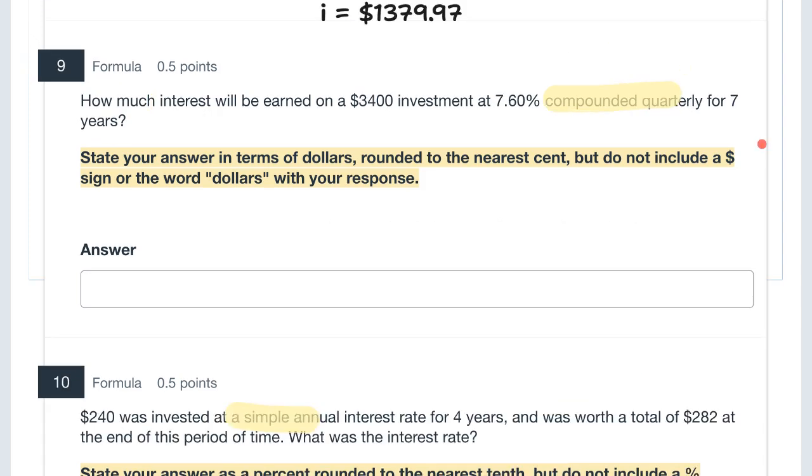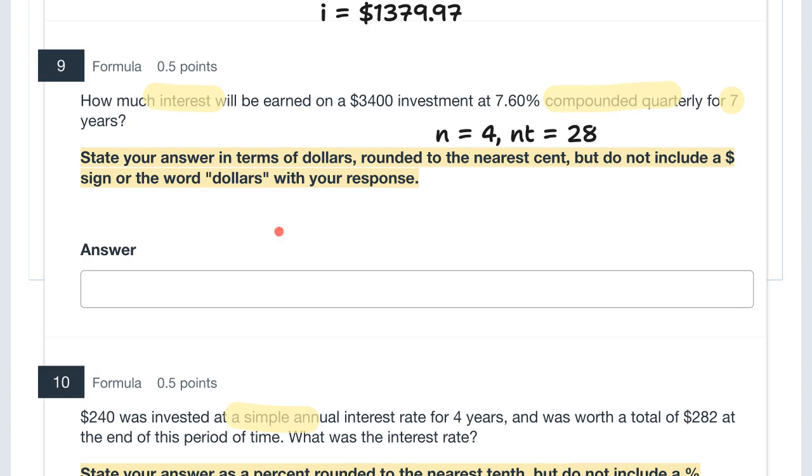Here's the same question. This is only asking for the interest. And since it's compounded quarterly, I'm going to have n equal to 4. And it also means my exponent nt is going to be 28. Do you see how I got the 28? It's 4 times a year times 7 years.